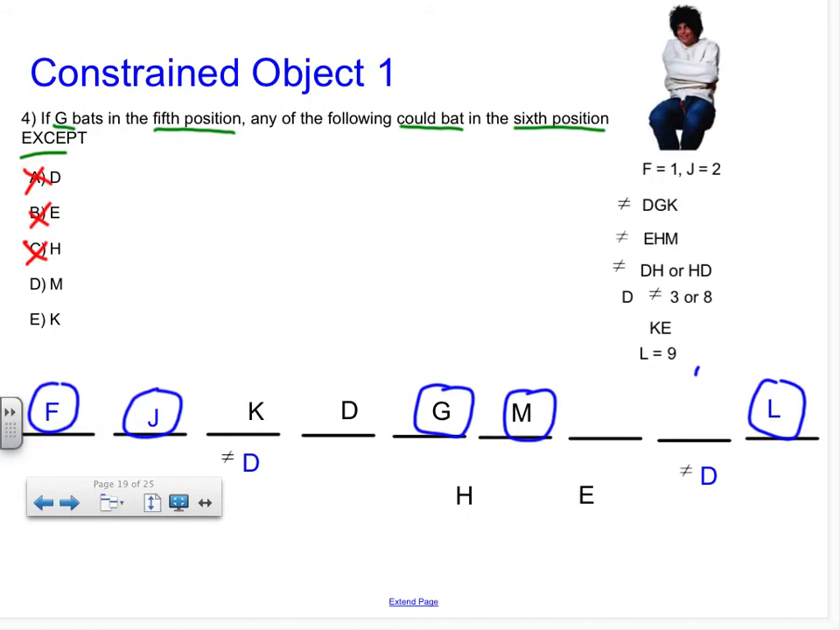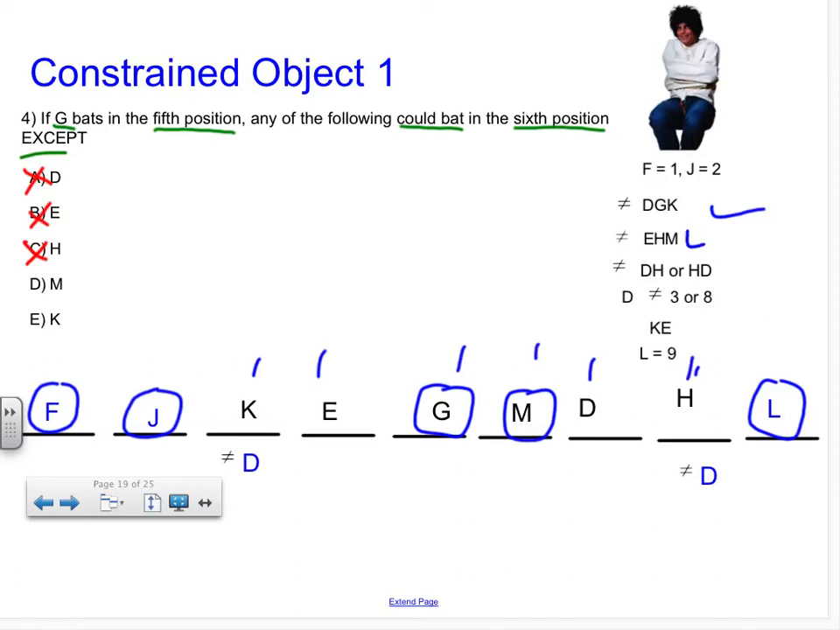K could come here. Let's try E here and H here. Now let's see if this one will work. G, D, K need to be separated. So let's try swapping E and D. Now let's try. So we have D, G, and K. Those are separated.